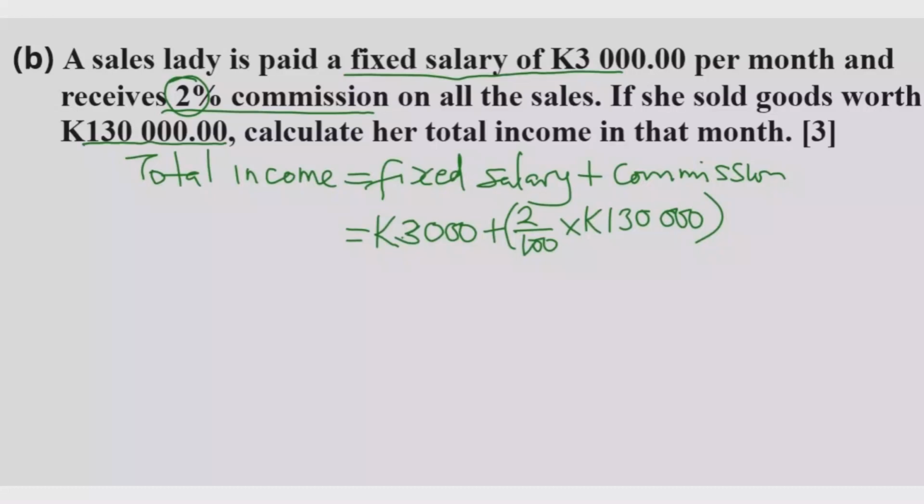Then what do we do next? We focus first on terms that are in the brackets. We deal with those terms that are in the brackets. So we're going to say 3,000 kwacha, the fixed salary, will remain just the way it is. Then we cancel the 0 down and the 0 on top, so that we remain with 1 down here and 1,300 this side. So we can say plus, open bracket, 1 into 2 will give us 2 times 1,300 kwacha.